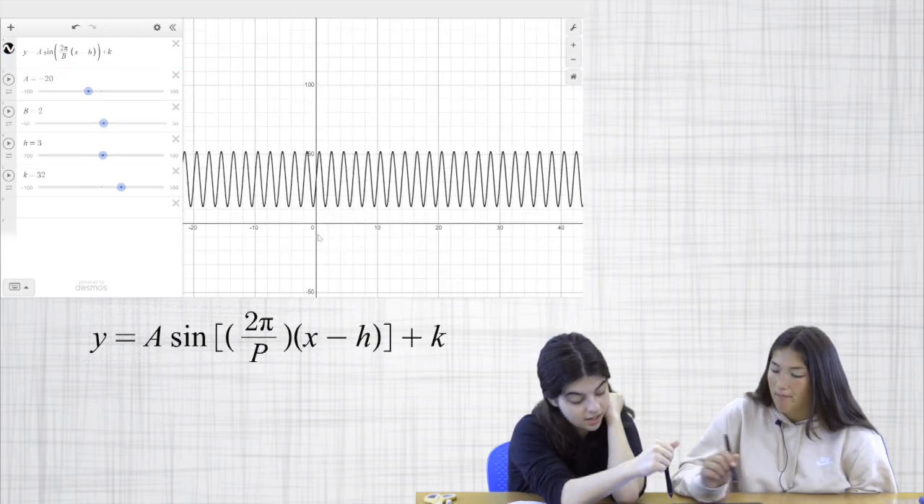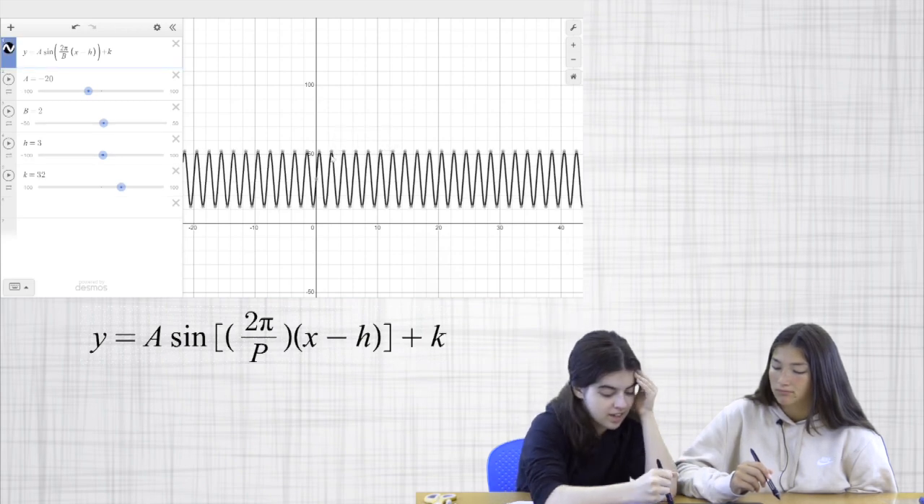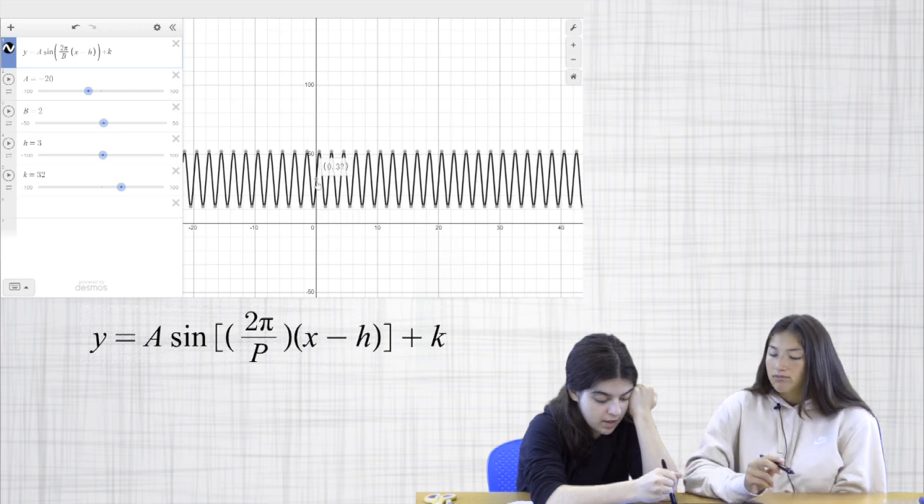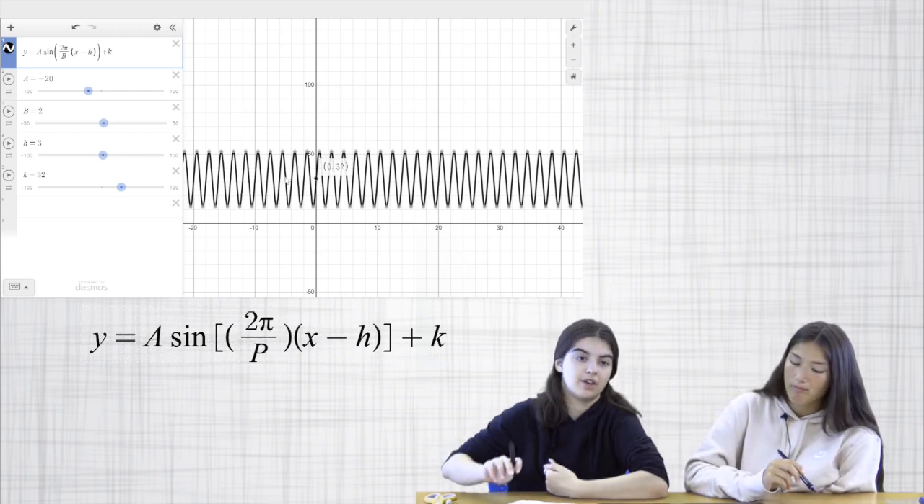Well, K is like the center of this graph. This tippy top part is the top of the circle, like the maximum, and this is like the minimum, so right in between there, right here, that's the center of our circle. Okay. So K is always the height to the center of the circle.